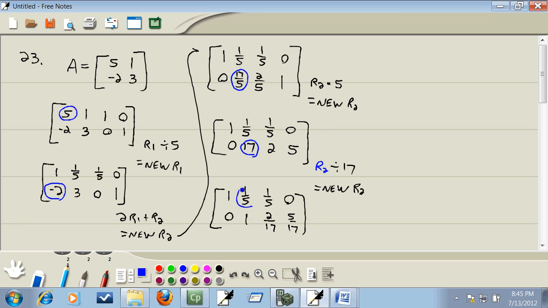Last thing, we need to get a 0 here. So I think, what do I multiply times row 2? Specifically, I look at this 1. What do I multiply times that 1 that then added to the 1/5 will give me a 0 there? Well, that'd be a negative 1/5. So if I take negative 1/5 times row 2 and I add to row 1, that's going to give us our new row 1.